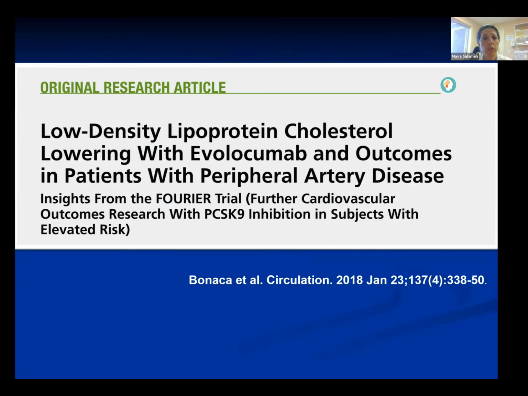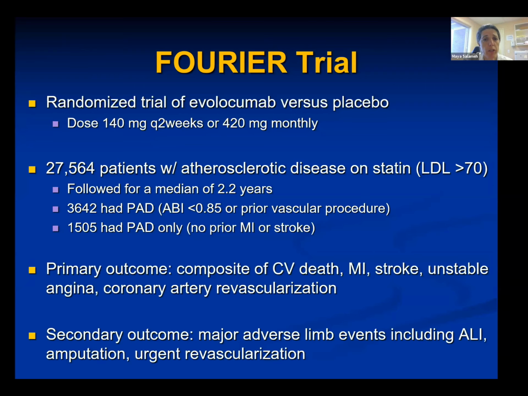Now I want to talk a little bit about the PCSK9 inhibitors and the FOURIER trial. The FOURIER trial was a large randomized trial looking at evolocumab versus placebo in over 27,000 patients with atherosclerotic disease. Those patients were all on statins, but had not achieved an LDL goal of less than 70. The trial included over 3,600 patients with PAD, and the primary outcome was a composite of cardiovascular death, MI, stroke, and coronary outcomes.